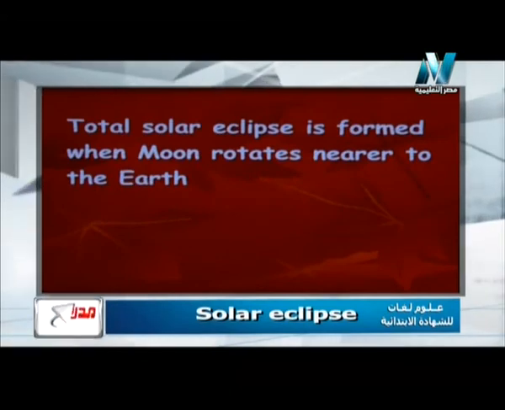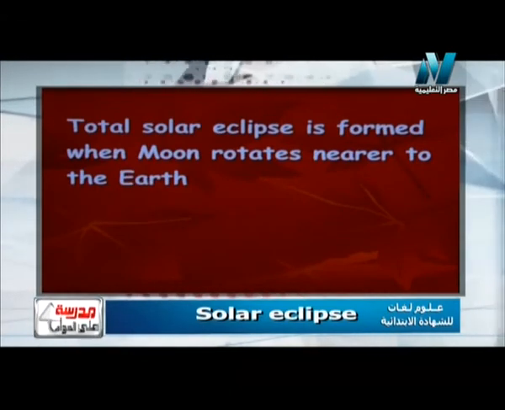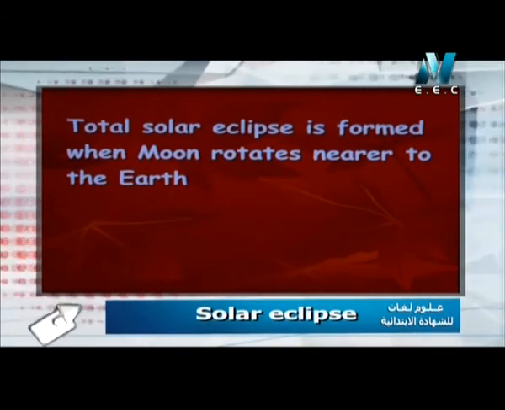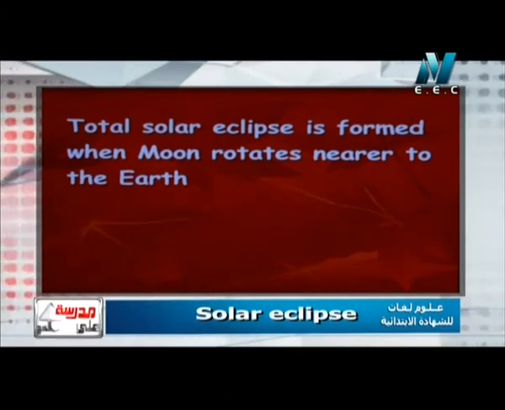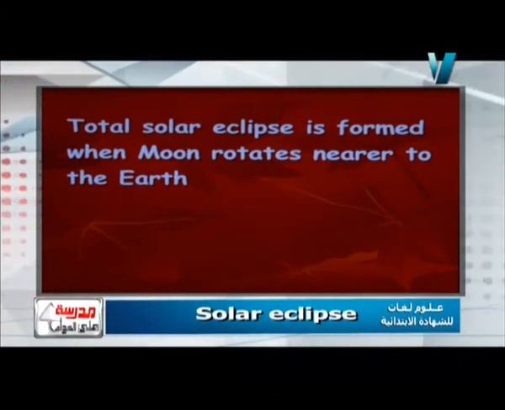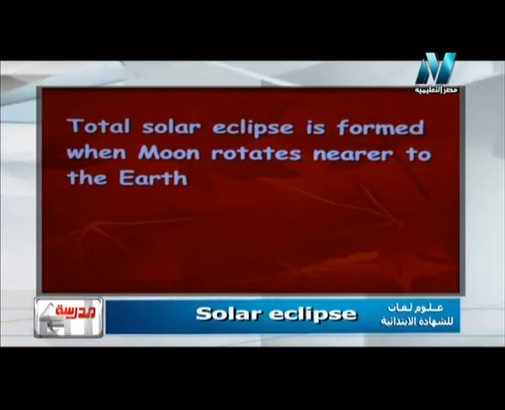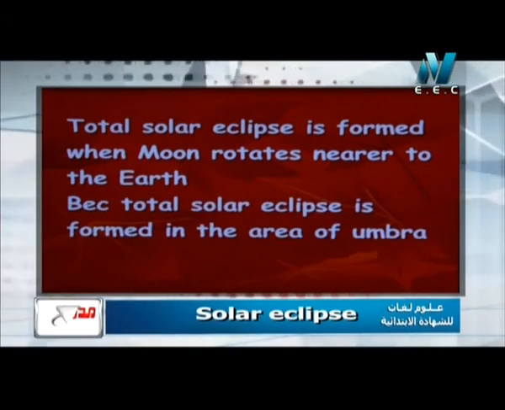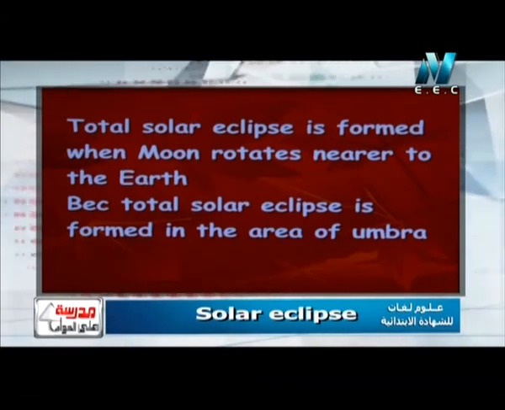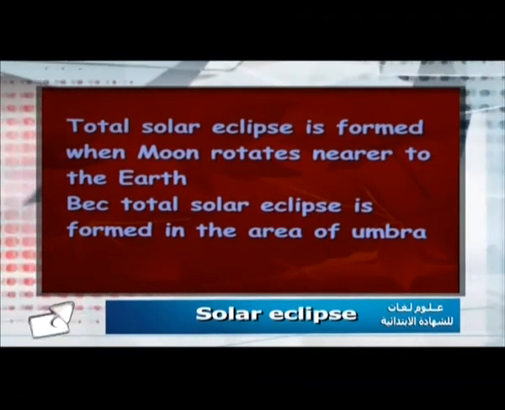Okay, the last question, and we'll see a short video after this question. Total solar eclipse is formed when the moon rotates nearer to the earth. Surely it will be because a total solar eclipse is formed in the area of umbra.